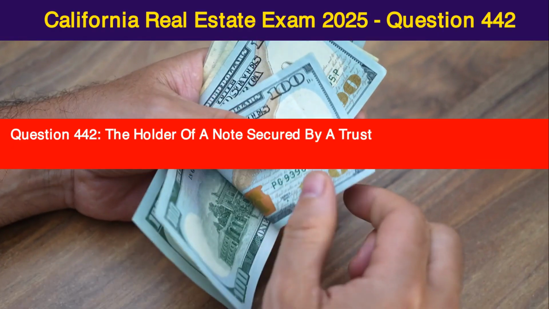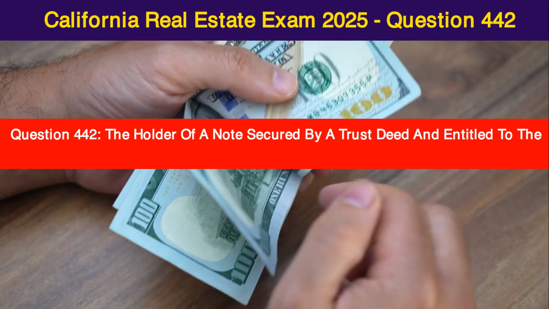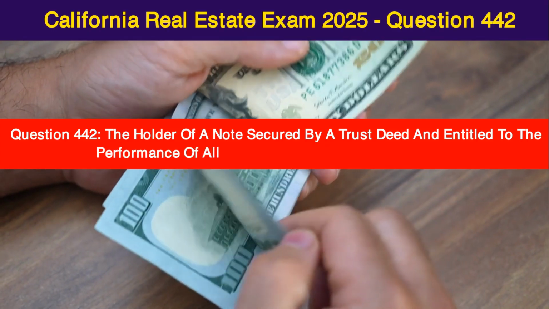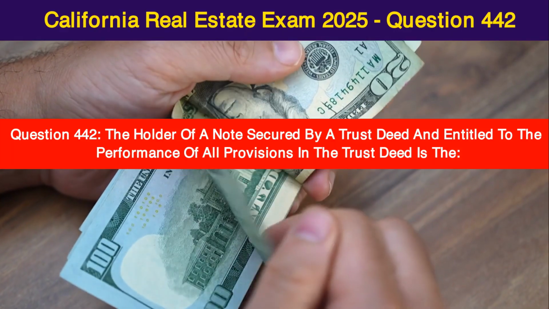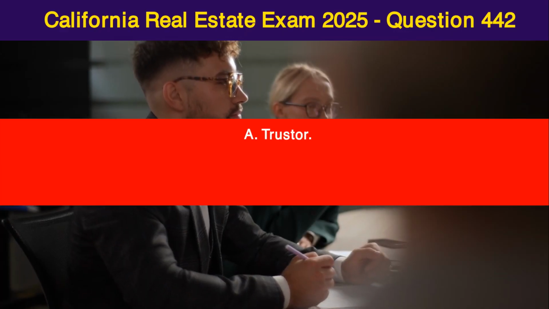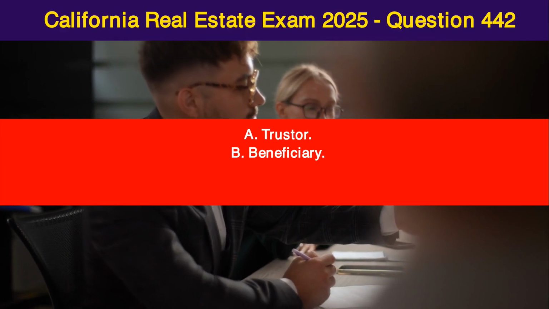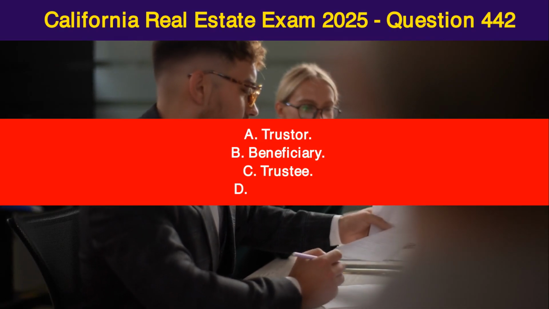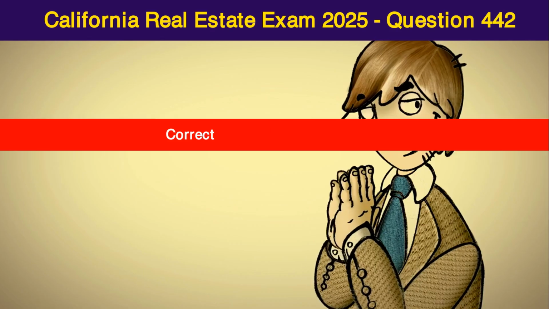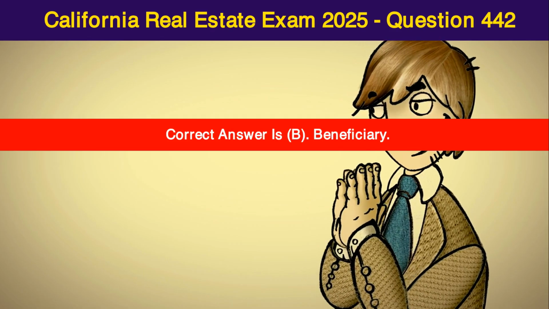Question 442. The holder of a note secured by a trust deed and entitled to the performance of all provisions in the trust deed is the A. Trustor. B. Beneficiary. C. Trustee. D. Mortgagor. Correct answer is B.